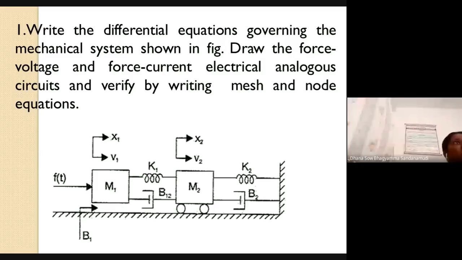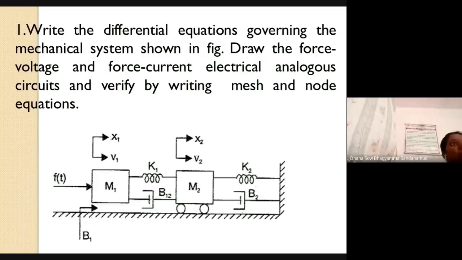So this is the mechanical translation system which has been given. You have to write down the differential equations which govern this mechanical system. You know how to write the differential equations, and you have to draw the force-voltage and force-current electrical analogous circuits. The mechanical translation system is given, and you have to draw the force-voltage analogous circuit and the force-current analogous circuit. And you have to verify the mesh equations and node equations. We have already verified the mesh and node equations for the basic circuits in the previous class. If you have followed that class, you might be able to understand.